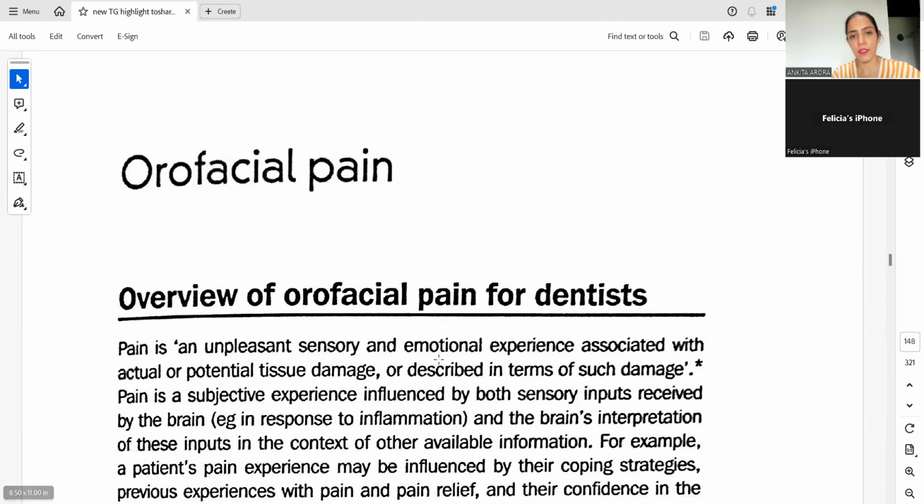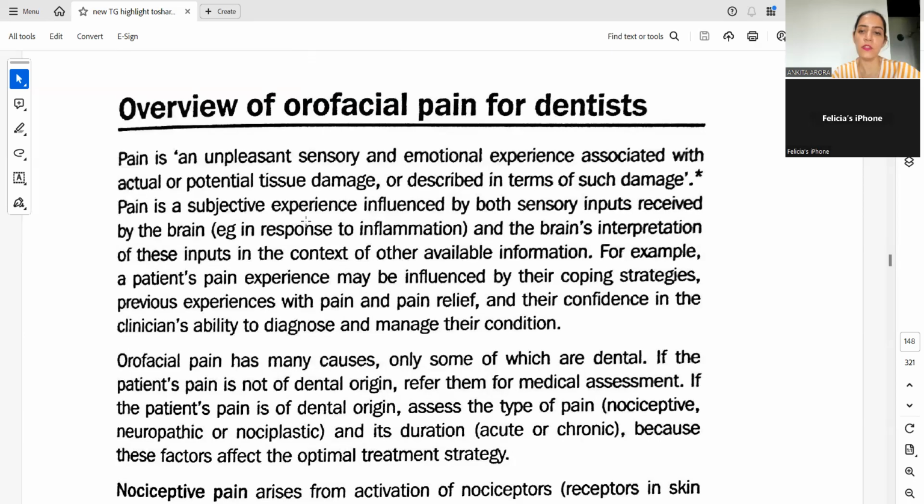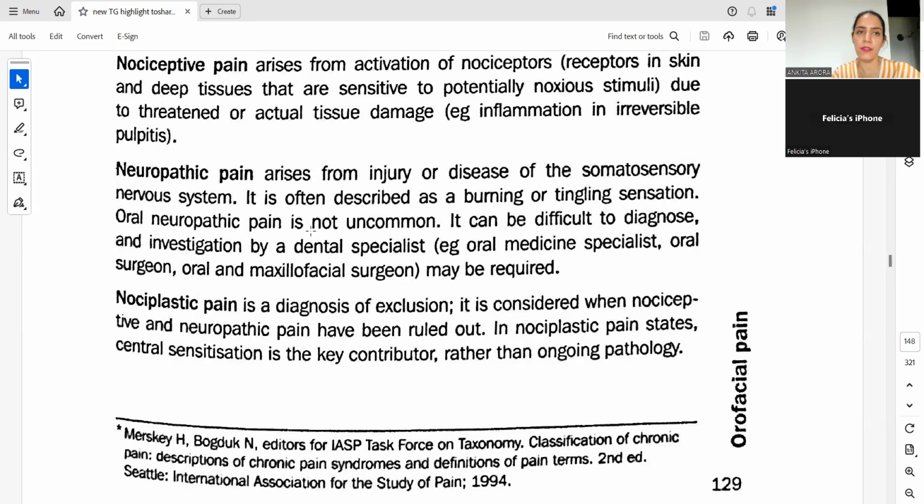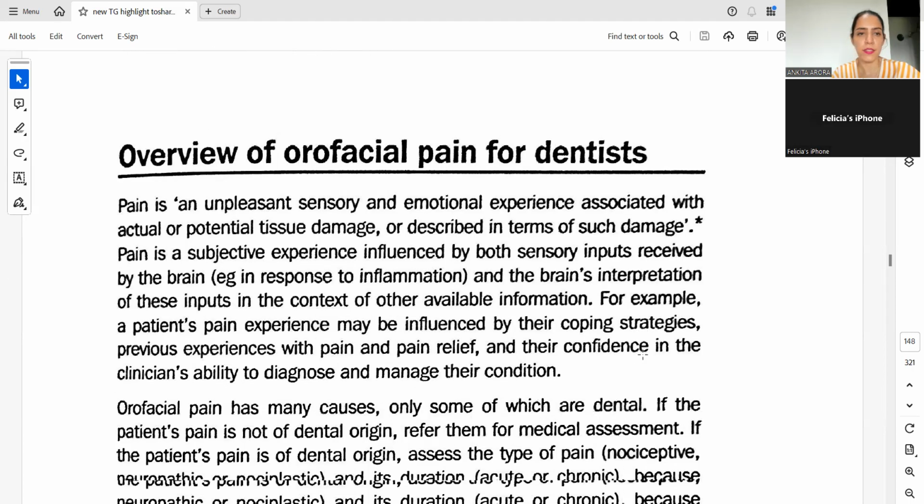So we are starting a new topic from Therapeutic Guidelines about orofacial pain. It is from page number 129. First, they are giving an overview of orofacial pain for the dentists.